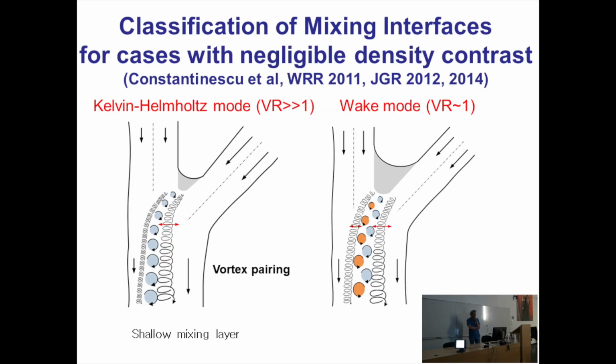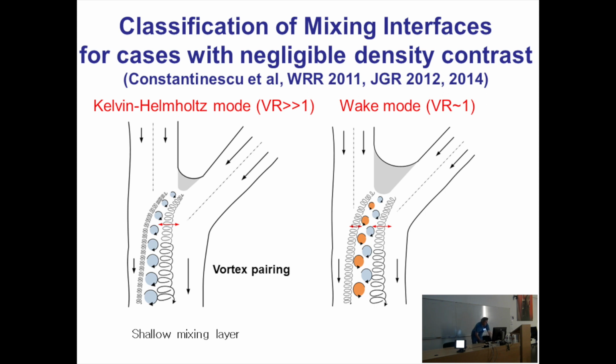Now, in terms of the main types of coherent structures which we generally observe at the river confluence, in the case in which density effects are not very important, we typically have two types of coherent structures. One is the vertically oriented vortices, and even here we have to make distinctions between two main cases.